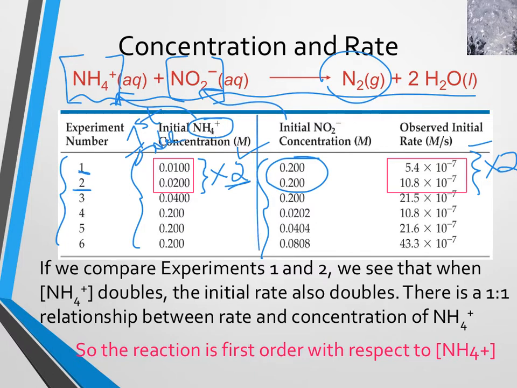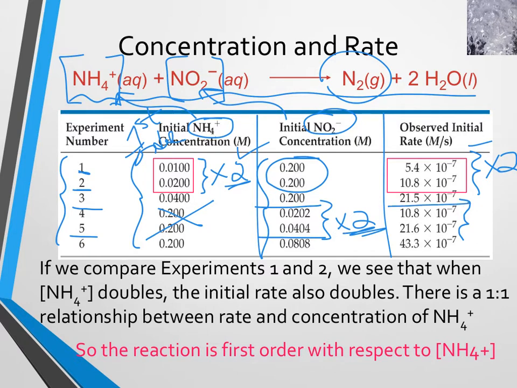Now do the same thing for the nitrite ion. You pick 2 trials to compare where the concentration of nitrite has changed, but the concentration of the other reactant remains constant. To me, it looks like we can compare experiments 4 and 5 because we have doubled the concentration of nitrite. The concentration of the ammonium ion has remained constant. So what has happened to the rate of reaction when we've doubled nitrite? It has also doubled, which means the reaction is also first order with respect to nitrite.